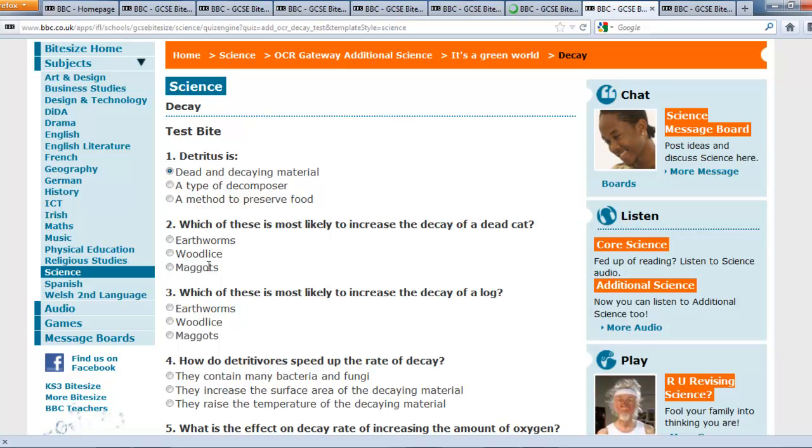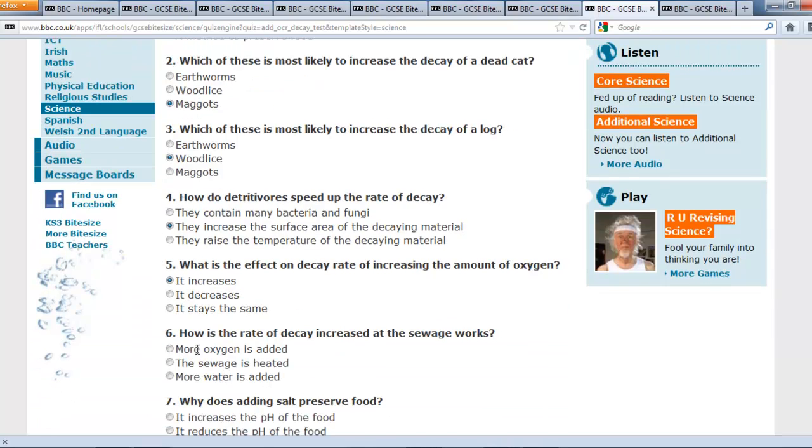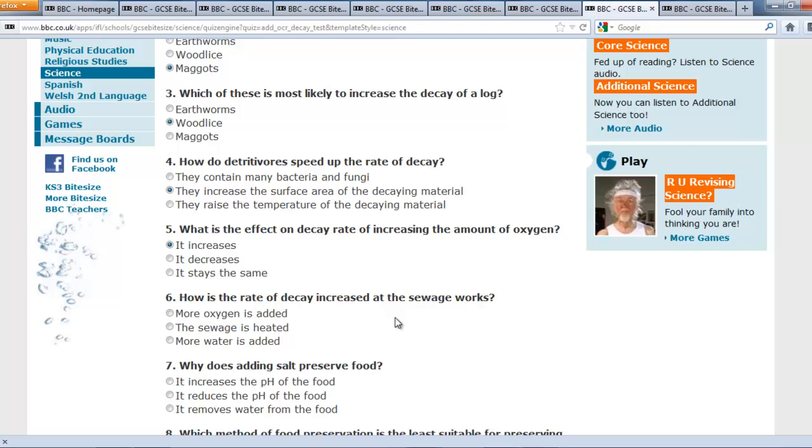Which of these is most likely to increase the decay of a dead cat? Maggots. Which of these is most likely to increase the decay of a log? Wood lice. How do detritivores speed up the rate of decay? They increase the surface area of decaying material. What is the effect on decay rate of increasing the amount of oxygen? It increases.